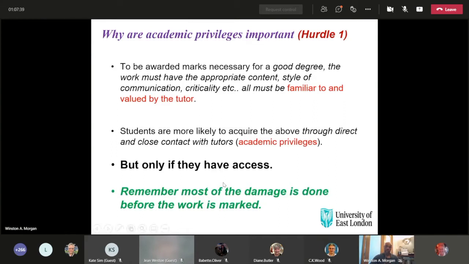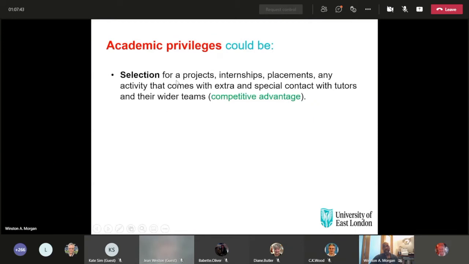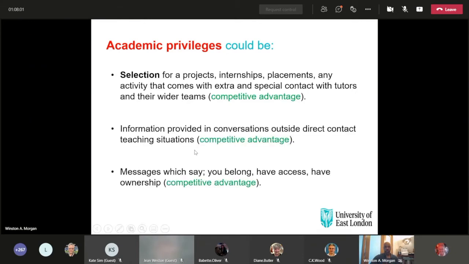So let's go into what academic privileges are. Academic privileges could be, for example, selection for projects. I've mentioned that. Internships, placements, any activities that come with extra and special contact with the tutor and their wider teams. And this gives the students who get these privileges a competitive advantage. It's really important.